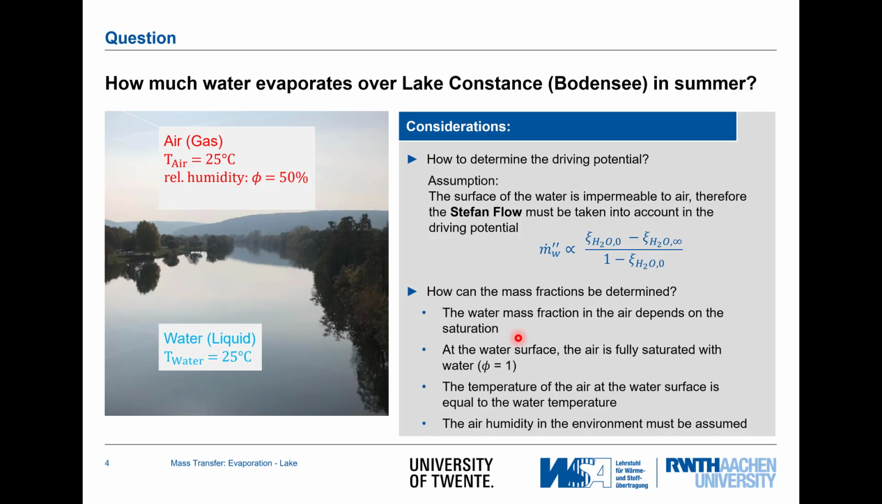Well, the water mass fraction in the air depends on the saturation level. At the water surface, we can assume that the air is fully saturated, so relative humidity is 1. And the temperature of the air and water have been set equal here. So I need to assume the humidity in the air, and that's already indicated here on top. I'm assuming that the air humidity is at 50%. With that, we can move forward and do the calculation.